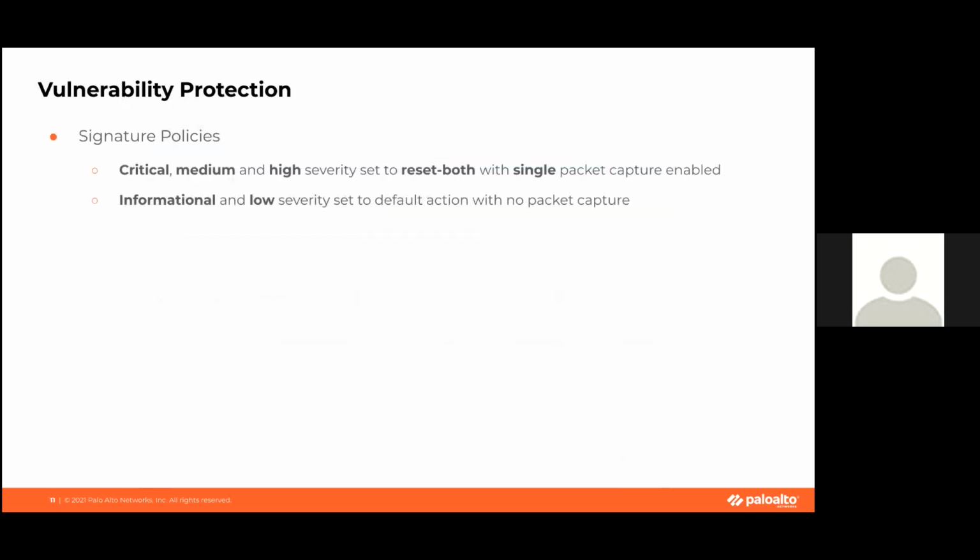Moving on to vulnerability protection. From a configuration point of view, it is very similar to the pattern-based signatures in anti-spyware that we just discussed. There is a list of different vulnerabilities for which exploitation attempts can be detected. We recommend setting critical, medium, and high severity signatures to reset both with single packet capture enabled, again for exactly the same reasons as in anti-spyware pattern signatures. And then informational and low severity should be set to default with no packet capture.